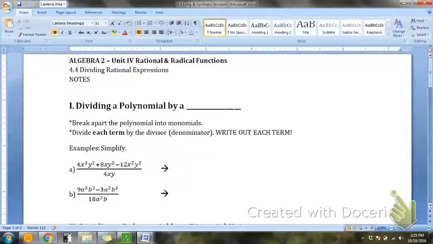Lesson 4.4 deals with dividing rational expressions. So we have just spent the last 3 lessons adding and subtracting and multiplying polynomials. So now we're going to divide polynomials. So we're going to divide a polynomial by a monomial. So that's the first blank there. We're going to review how to do this part, dividing a polynomial by a monomial.